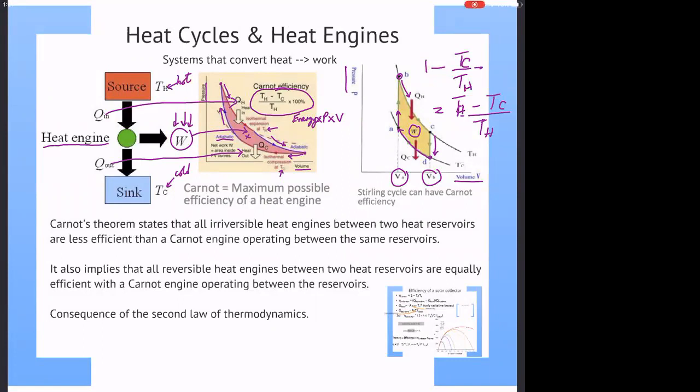At this point, the Carnot theorem states that all irreversible heat engines, which is all real heat engines, between two heat reservoirs are less efficient than a Carnot engine operating between the same reservoirs. It also implies that all reversible heat engines between two heat reservoirs are equally efficient with the Carnot engine operating between the reservoirs. This is a consequence of the second law of thermodynamics.